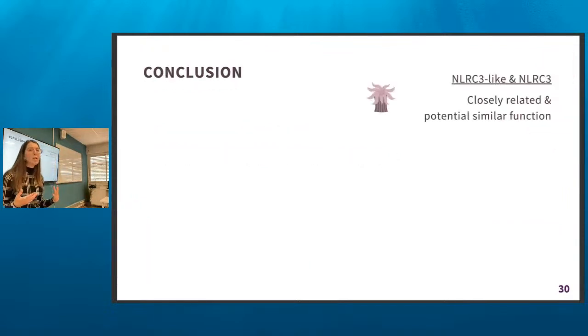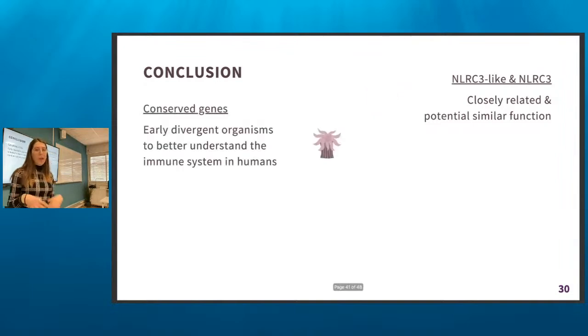So in conclusion, NLRC3-like and NLRC3 from human are closely related and could potentially have a similar function. And this suggests that these genes have been conserved through evolution, and that early divergent organisms, such as cnidarians, can be used to better understand the immune system in humans.